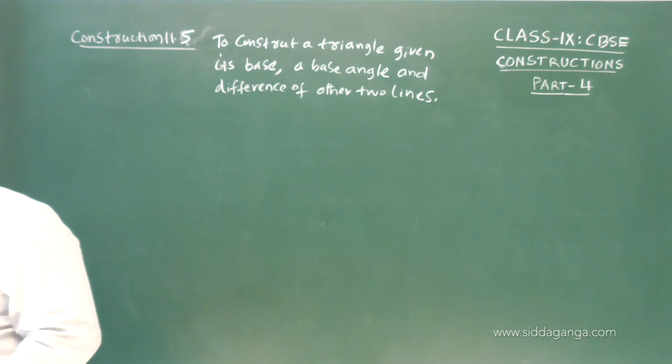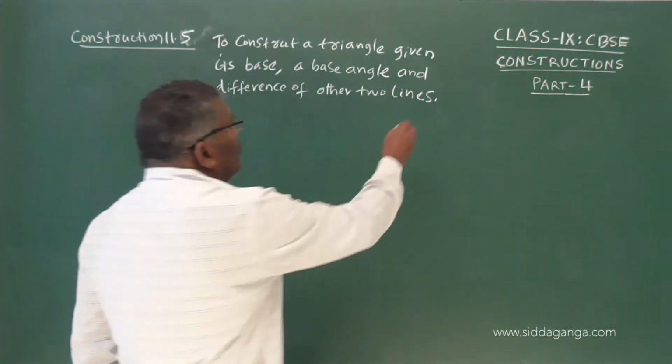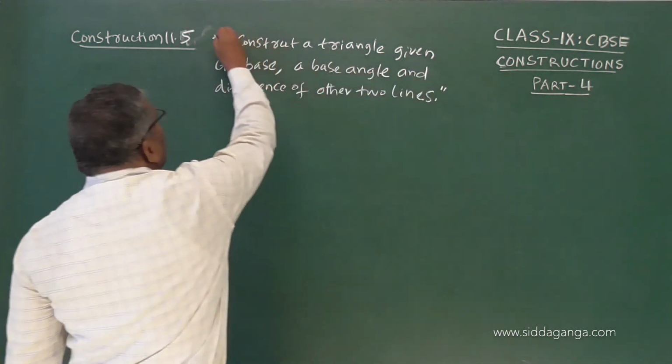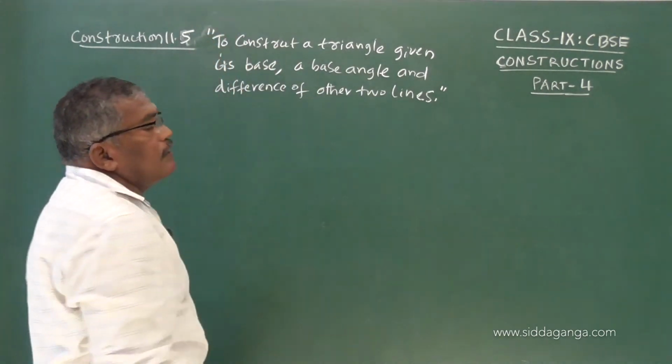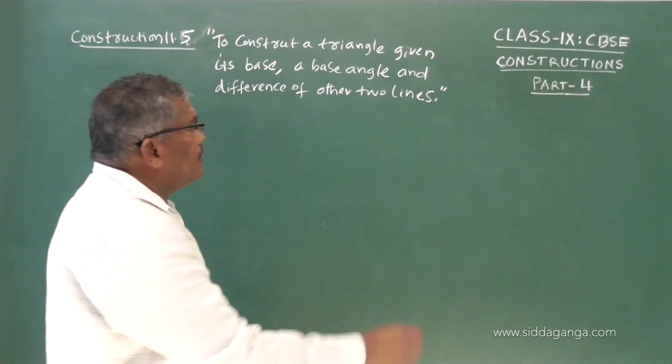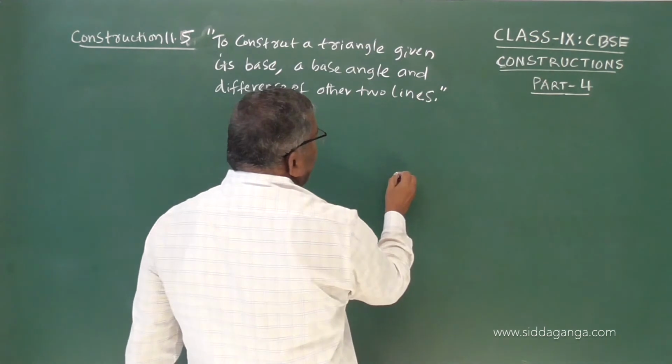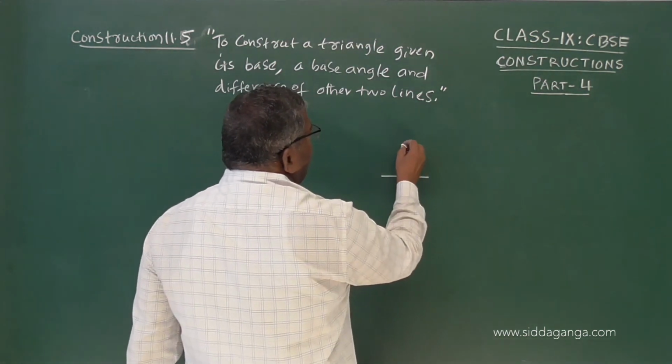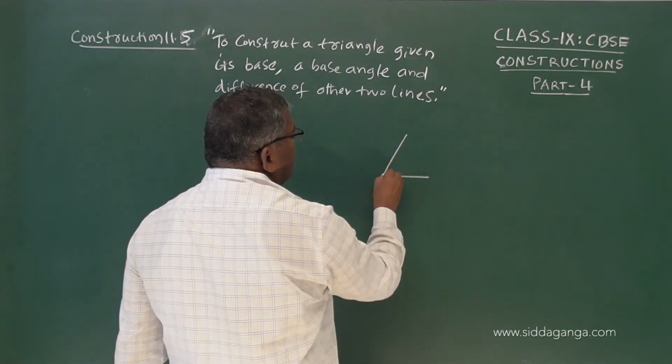So now, this is the data given. The difference of two sides is given, one base is given and one angle is given. We have to construct the triangle. The meaning of this is that one length is given and one angle is given.